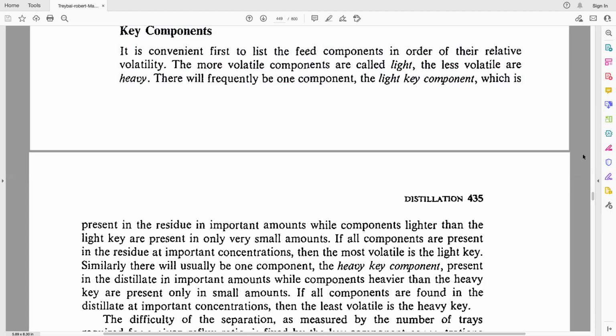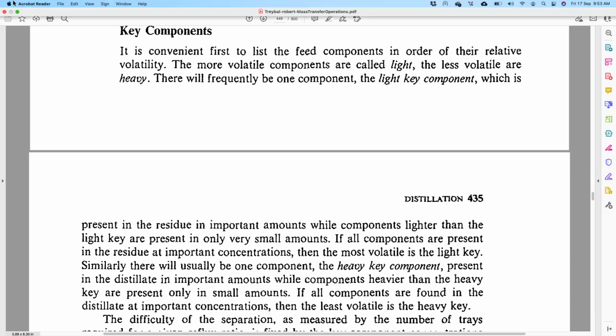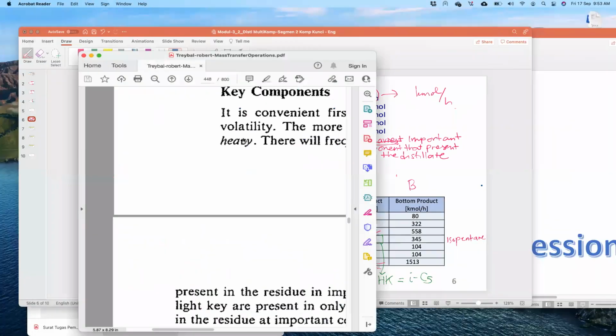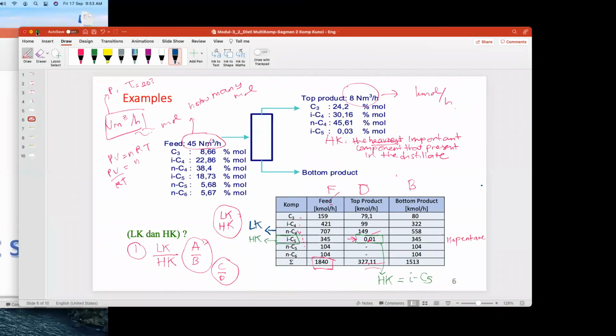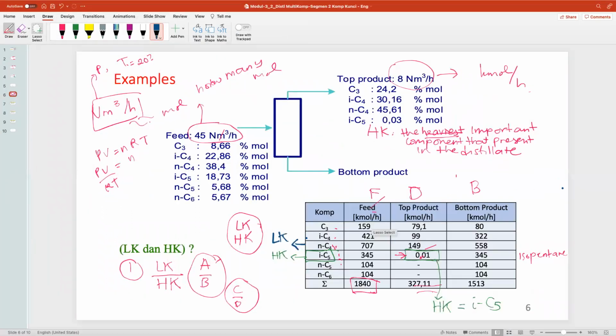Yeah, why is it that the heavy key and the light key need to be neighboring to each other? Right, because that's my question as well. Why can't we have them separated? Because the light key and the heavy key are always distributed, one in the distillate and one in the bottom. But which one to choose as the light key and then the heavy key is actually based on our problem definition.